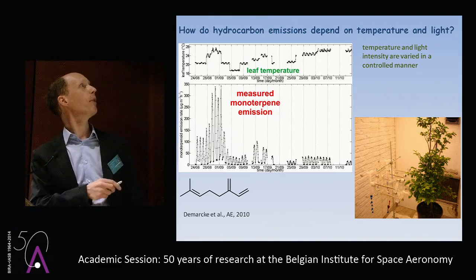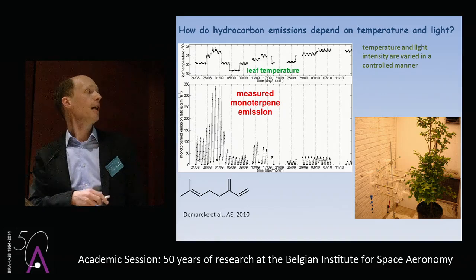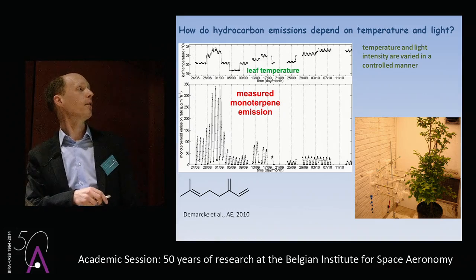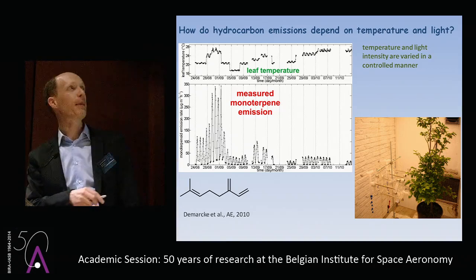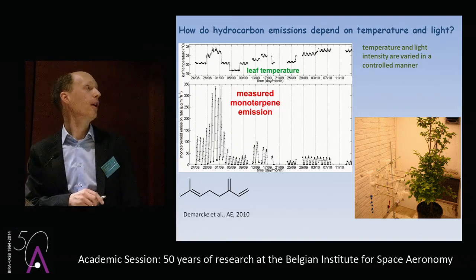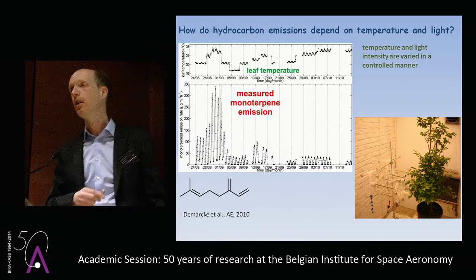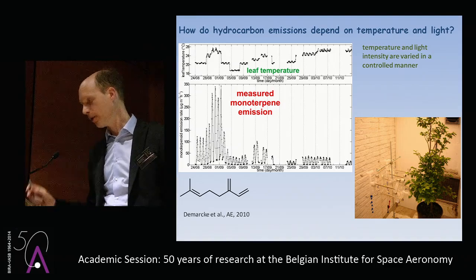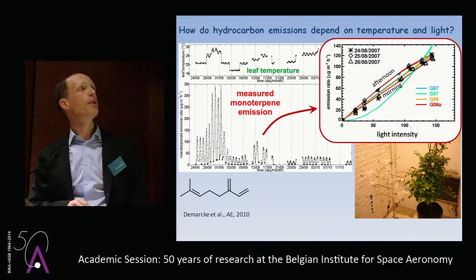You see here leaf temperature going up and down and then up again. And this is from August to early October. And you see the emissions going up and down and then remaining low despite the fact that the temperature goes up. And those oscillations here are due to the fact that during the night there is no emission or very little emission when the lights are turned off. And this is the relation between the emissions and light intensity.